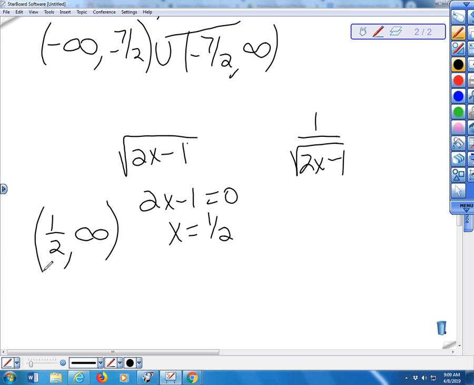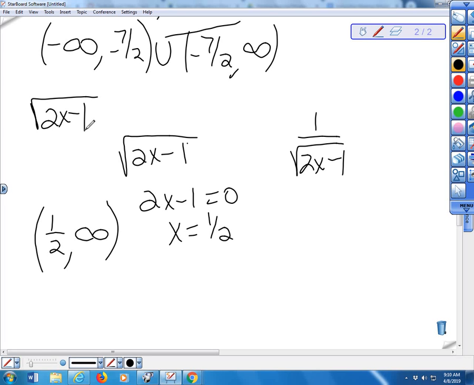I understand how to do it, but I'm confused on the 0 part. Well, if I have this in the numerator, if x is 1/2, that's 0, and I can take the square root of 0. So I can include 1/2 in my answer. But if it's in the denominator, it can't be 0.